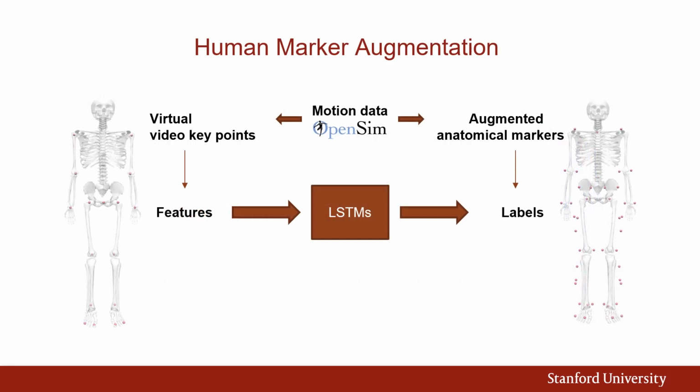The goal of our project is to generate a set of augmented markers for musculoskeletal analysis. The current state-of-the-art uses LSTMs for this task. However, they are prone to errors when given complex human motion like jumping, bending, lying. Let's take a look at one of such examples.